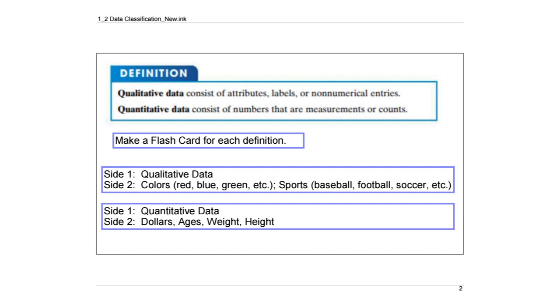For quantitative data, it can be all kinds of things, but it could be dollars, ages, weight, height, your income, lots of examples. So these flashcards are set up so that you could make them if you want. On one side of the index card, you would put the words qualitative data. On the other side, put a few examples. They don't have to be my examples. You can put your own examples on there. For the next index card, you would put quantitative data on one side, those words, and then on the other side, again, put some examples.